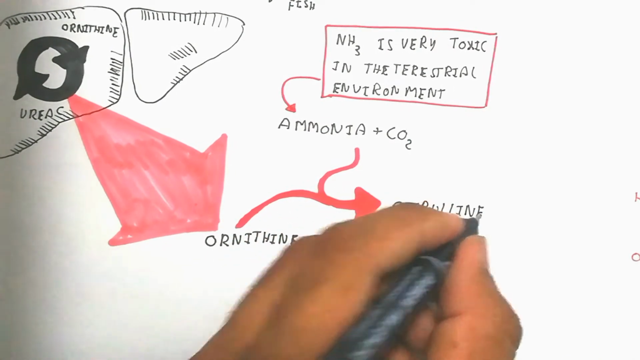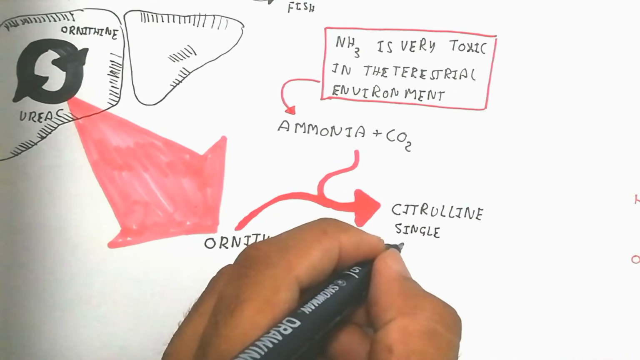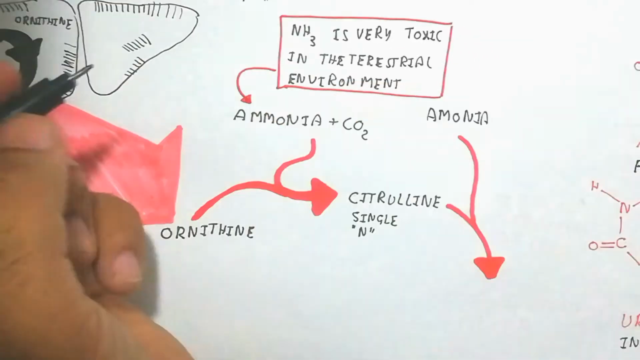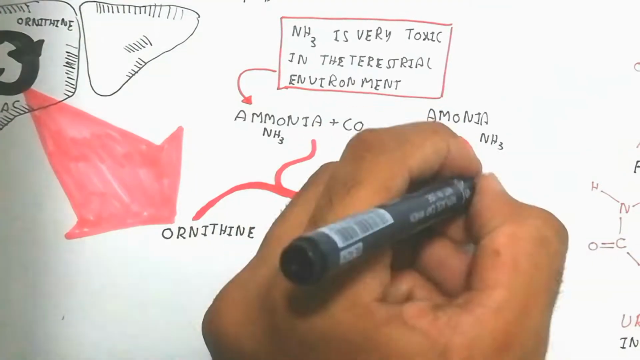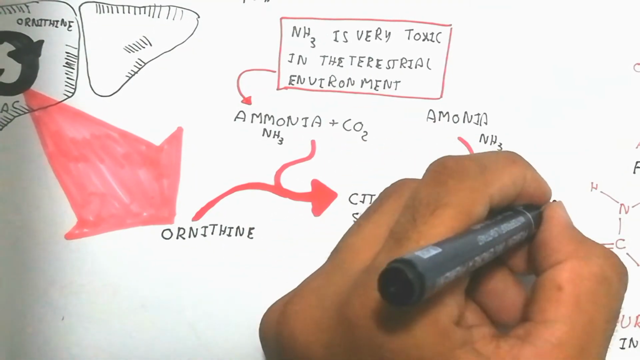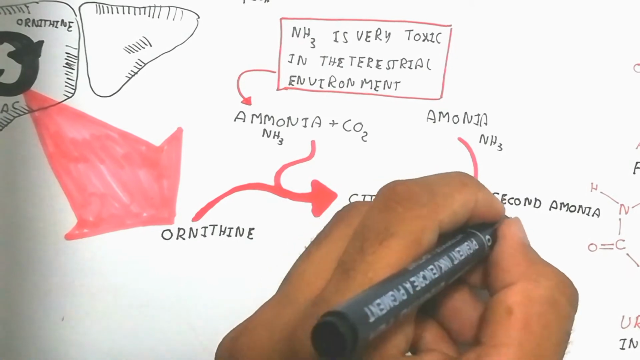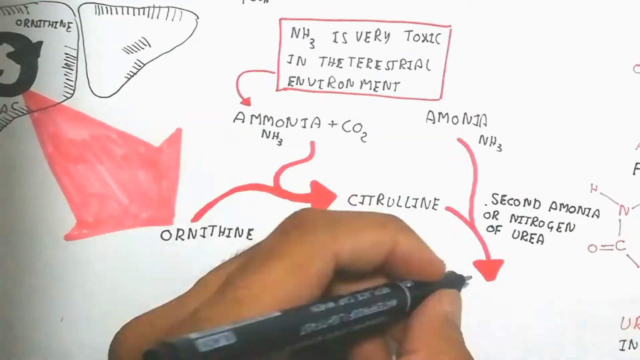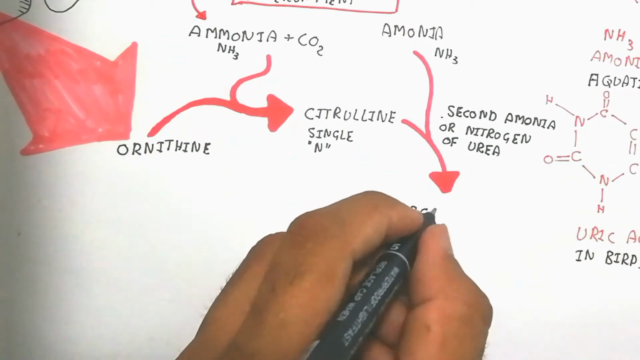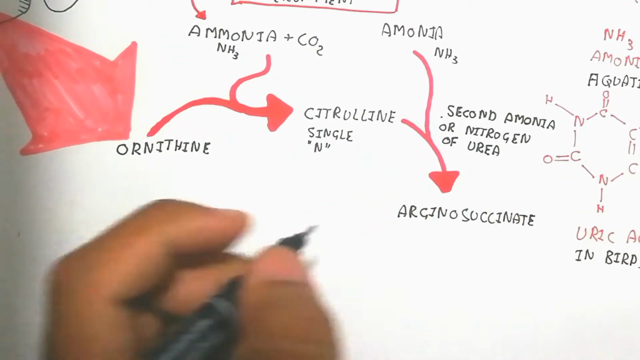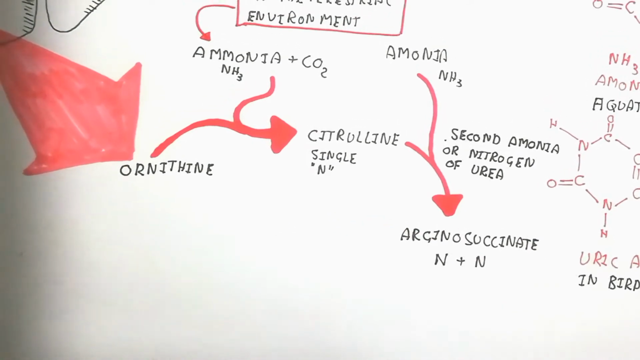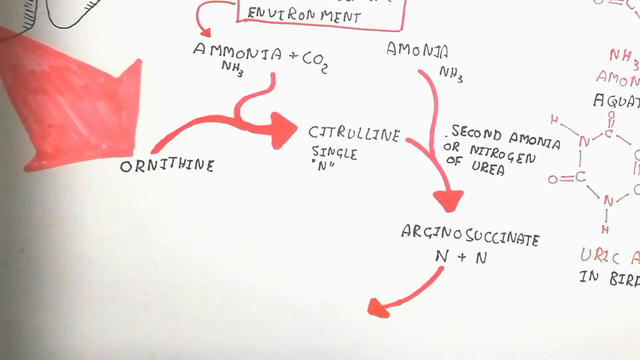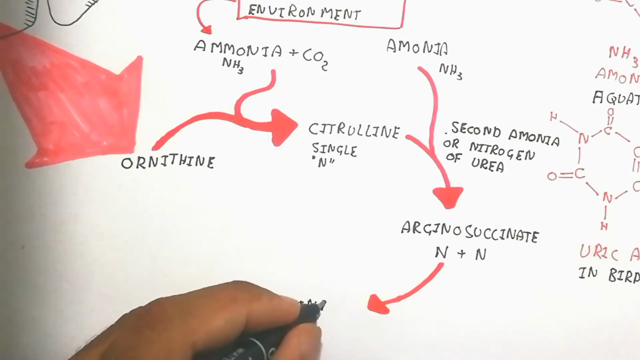So here is the citrulline, which contains a single nitrogen, because one ammonia is attached in the presence of carbon dioxide to produce citrulline. Then the second ammonia will be attached to produce arginosuccinate. Arginosuccinate has two nitrogens, meaning double nitrogen.